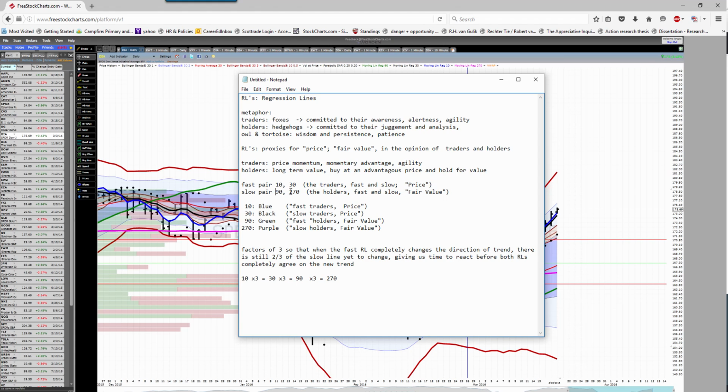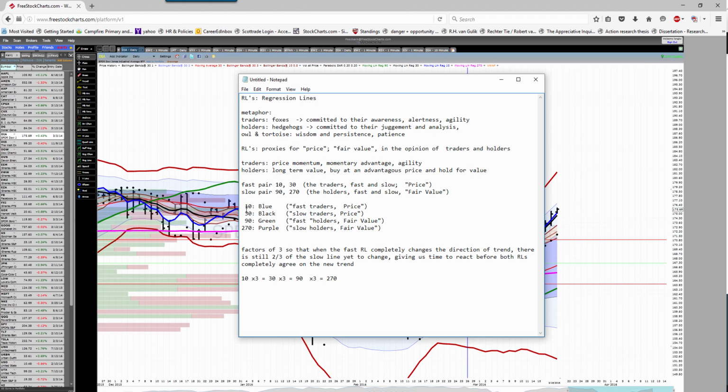In the slow pair, the 90 and the 270, we're looking at the holders. The fast holders consider the 90 to be the fair value. The slow holders consider the 270 to be the fair value. What we're going to look at quite often is the difference of opinion between the fast traders and the 10 and the slow holders who use the 270. And that's going to set up our regression line fractal framework system.